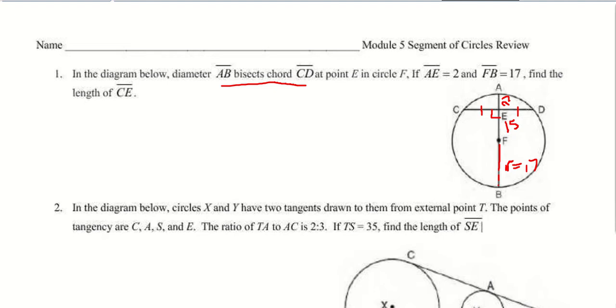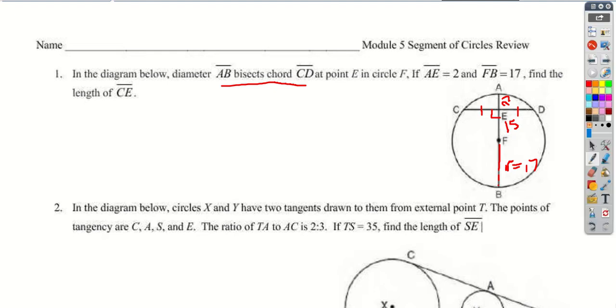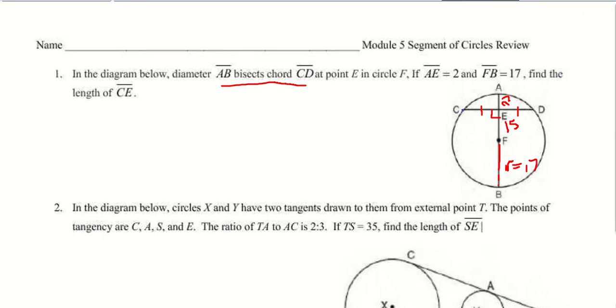So what we're going to do is draw in the line from F to C, a straight line. And we're going to create this right triangle. So to find the length of CE, we're just going to be trying to find x here. Now, since CF is a radius, this is also 17, and then I can use the Pythagorean theorem. So we're going to use the c squared minus b squared formula.